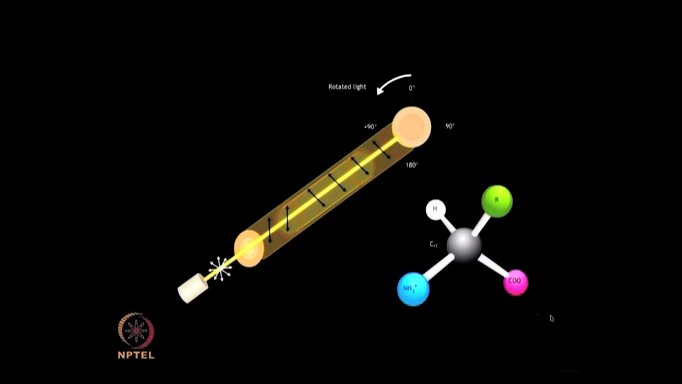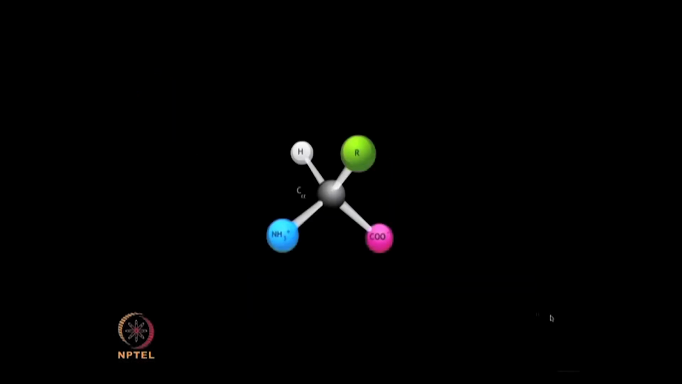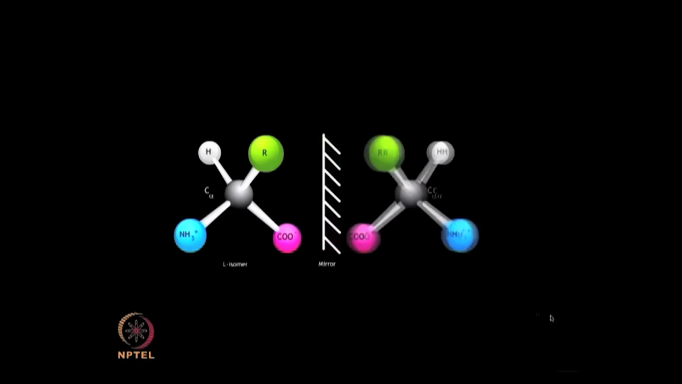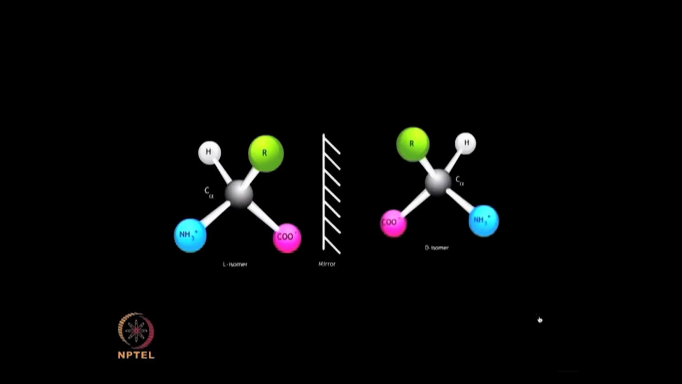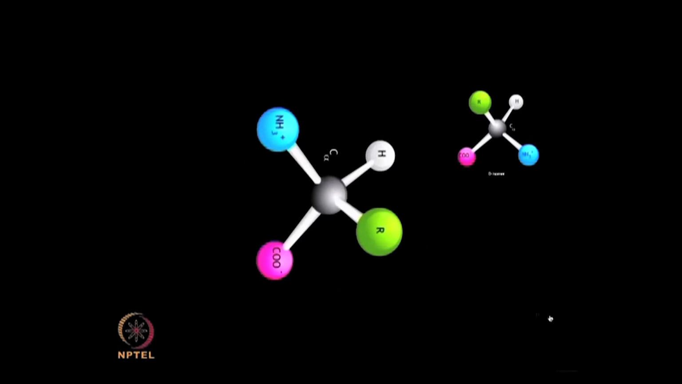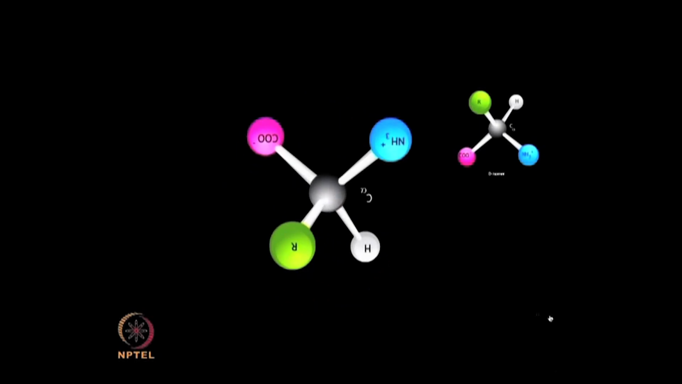The 2 enantiomers, designated D and L, rotate the plane of polarization in opposite directions. The 2 enantiomers of an amino acid are non-superimposable mirror images due to the spatial arrangement of 4 different groups about the chiral carbon atom. Rotation of either isomer about its central axis will never give rise to the other isomeric structure.